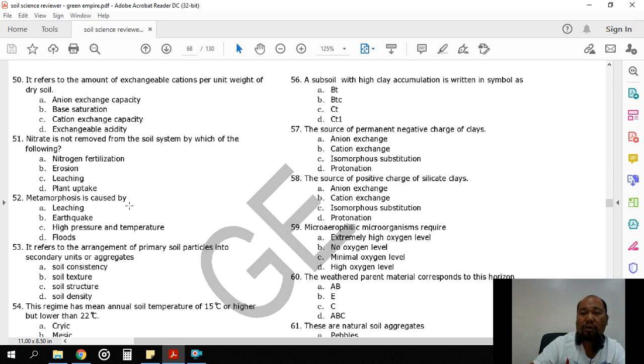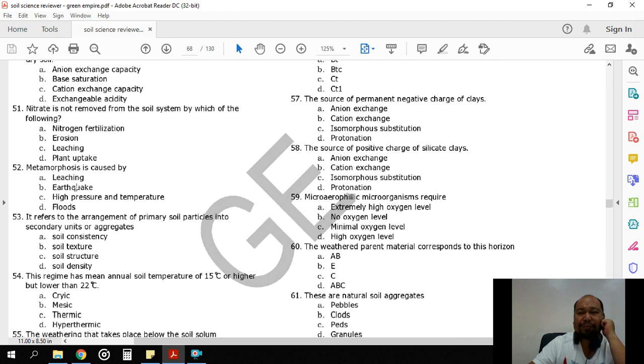Metamorphosis is caused by what? I'm not sure about this question in the first place, and what it refers to. But let's try to examine the choices. Metamorphosis, I know metamorphosis in insects. But the choices are leaching, earthquake, high pressure and temperature, floods. I think it has something to do with metamorphosis in rocks.